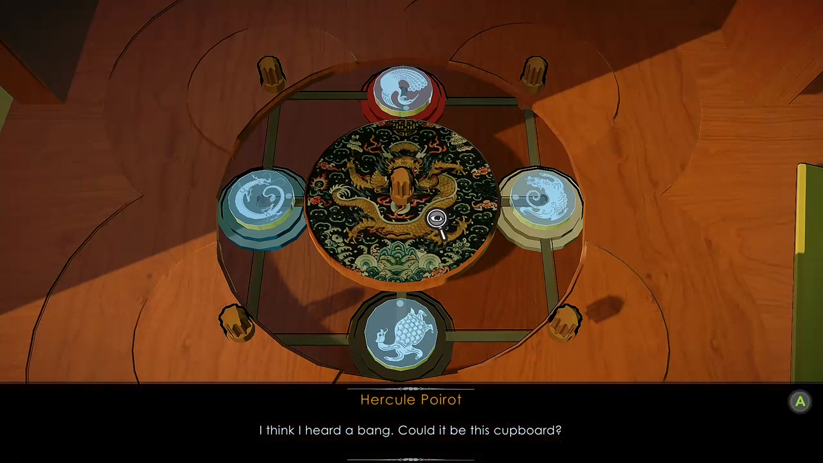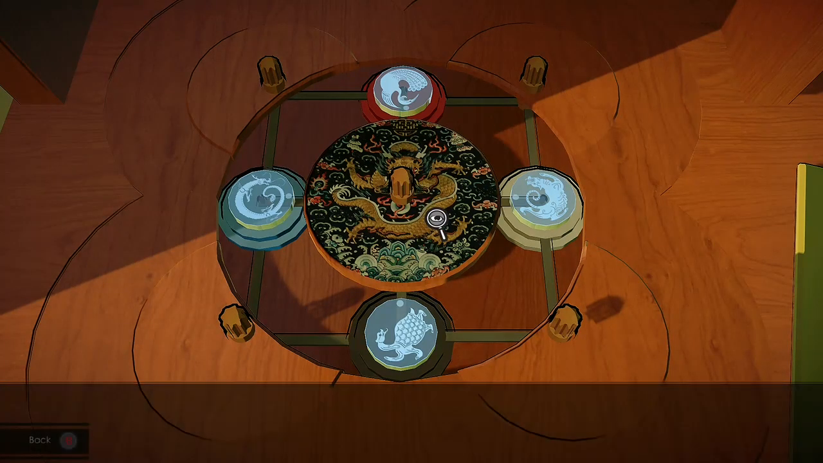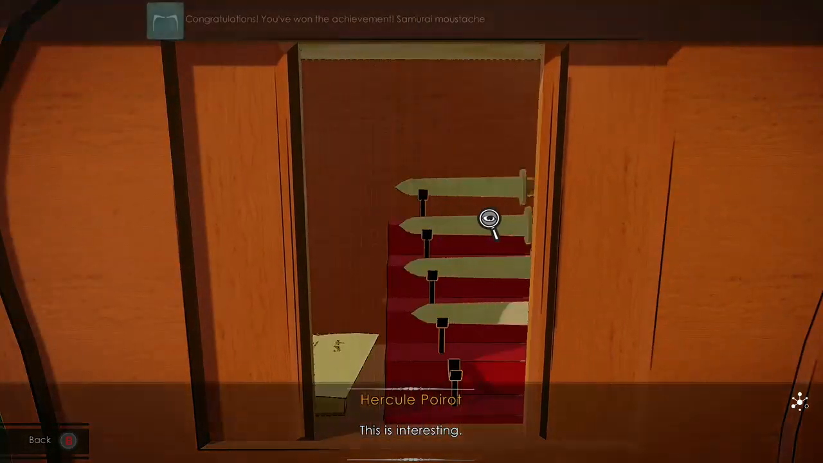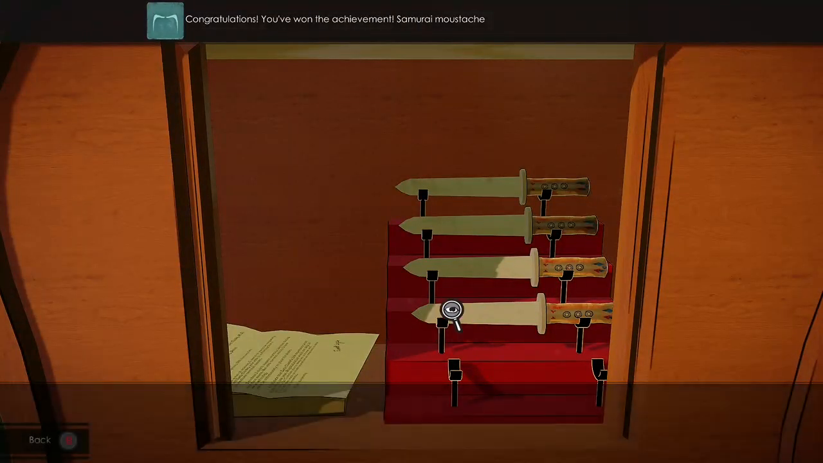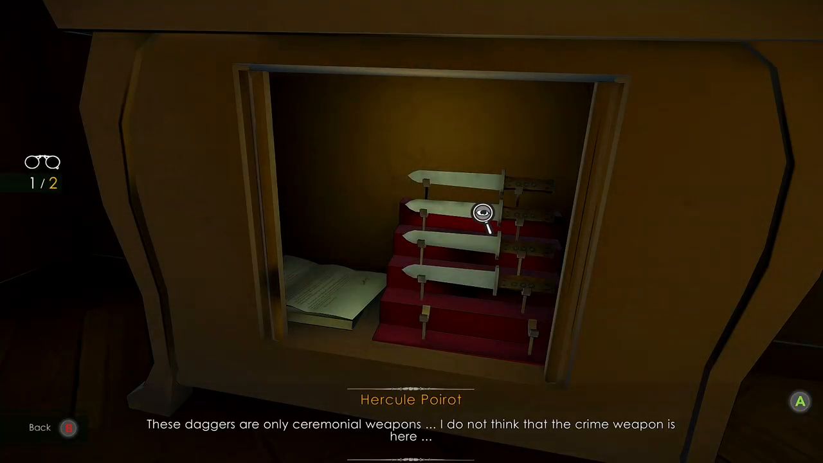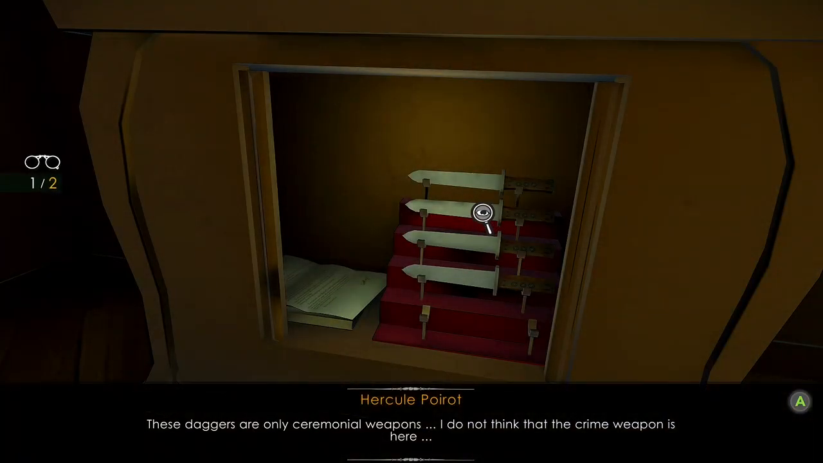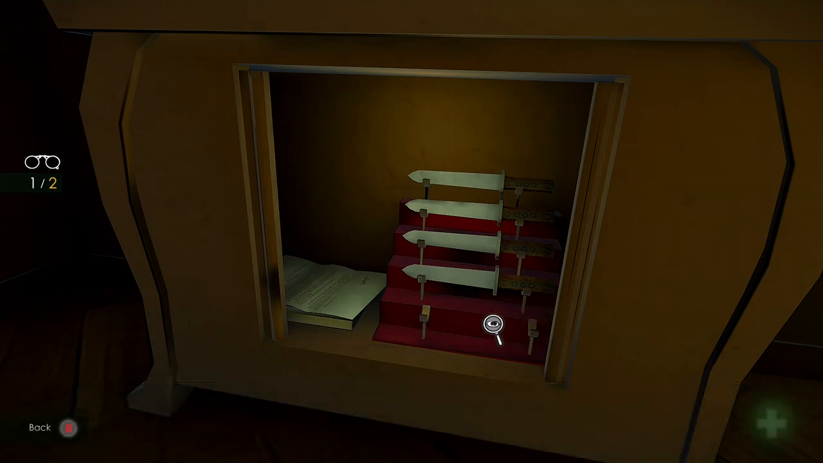I think I heard a bang. Could it? That was pure guesswork. This is interesting. These daggers are only ceremonial weapons. I do not think that a crime weapon is missing here. Yeah, but look, you're missing one.